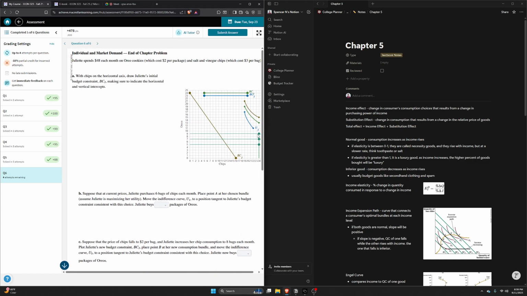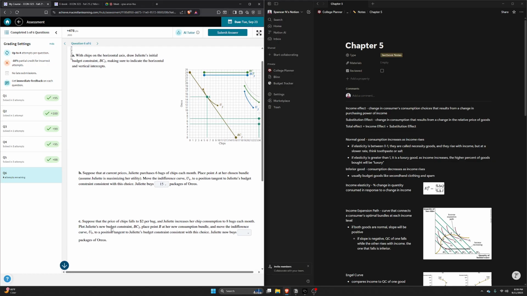Suppose at current prices, she purchases 6 bags of chips per month. So we're going to place point A. 6 chips, A, is right there. Move the indifference curve, view 1, to match that. And she buys 15 packs of Oreos.